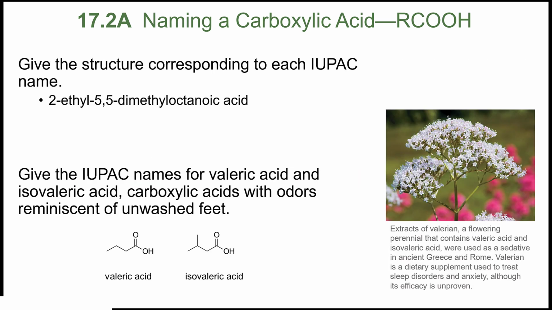So here's a couple more practice problems. We have 2-ethyl-5,5-dimethyl octanoic acid, and we're going to draw these. So octanoic acid tells us we have 8 carbons, and C1 is at the carboxylic acid. So this is 1, 2, 3, 4, 5, 6, 7, 8. I have an ethyl at 2 and 2 methyls at 5.